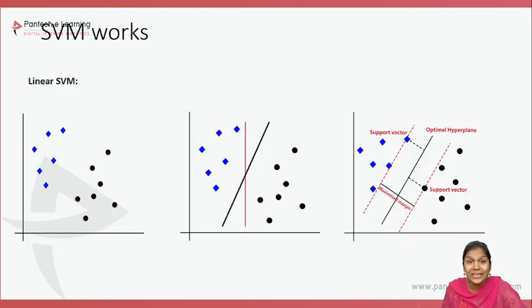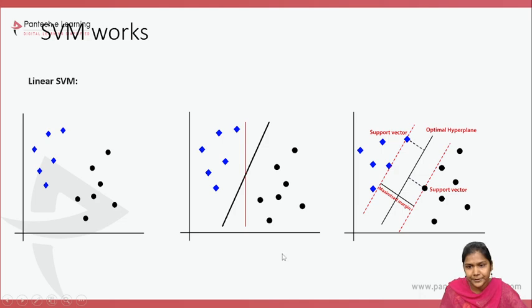Here you can see the linear support vector machine implementation. We will have different categories of data which are closest to the line, the hyperplane. You can see here, these are called support vectors. This is the optimal hyperplane.